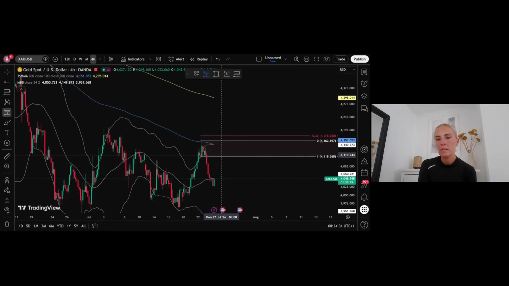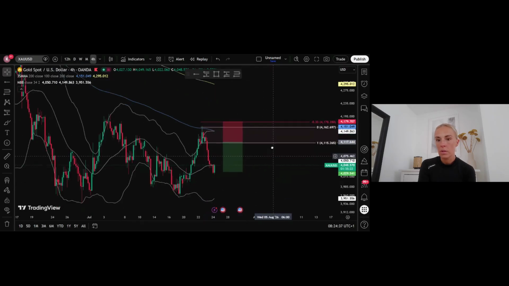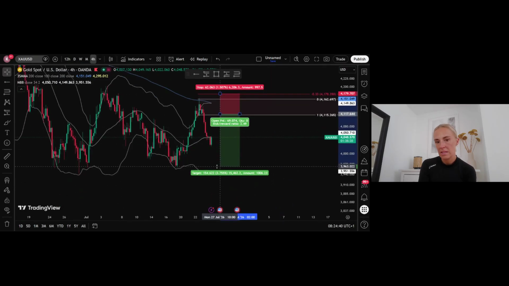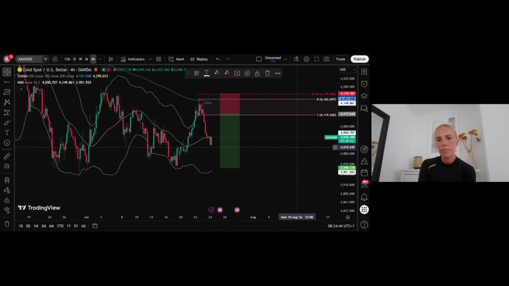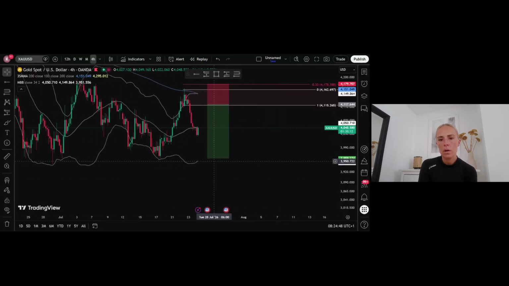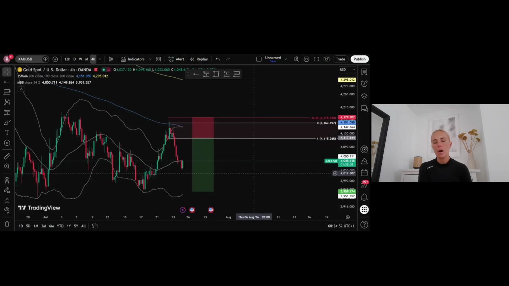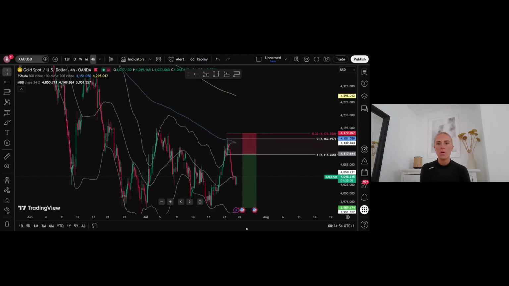And I just want to add, this is just for educational purposes. It's not financial advice. And you always want to protect your capital and don't over risk. Right. So that would be an option. So that's a 1 to 2.5 risk to reward.